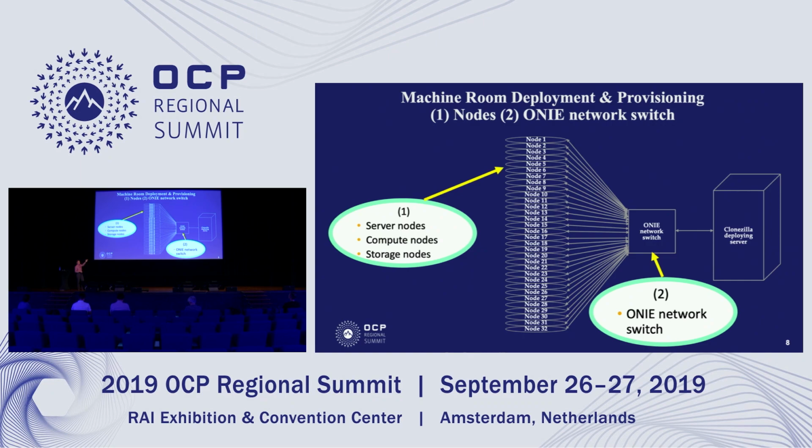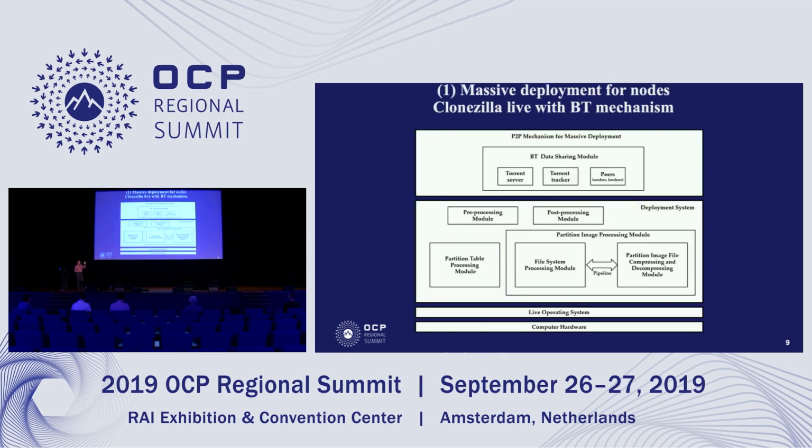There are two parts. The first part is a node, including compute node, server node, storage node. The second part is the ONIE switch. So this one is about the mechanism we propose for BitTorrent, the P2P mechanism to deploy the computing node, the server node, and the storage node.